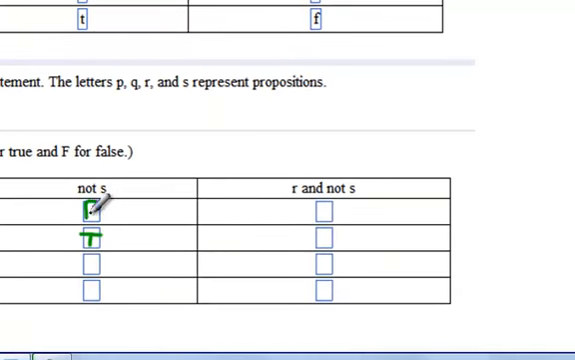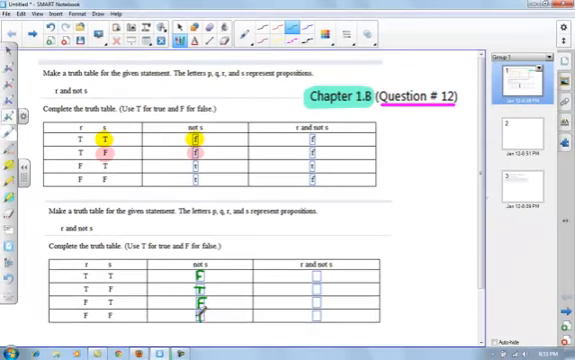So not S for the first part is false. So if S is true, the negate of that is false. And if S is false, the negate of that is true.